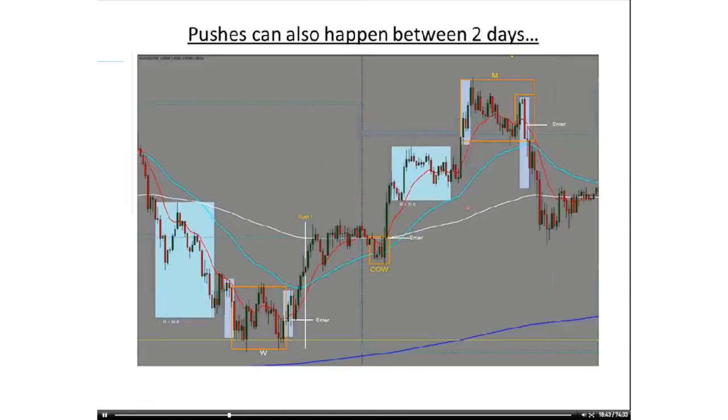Pushes can also happen between 2 days. This is one of Oslim's favorite things to do. She'll see the W and she starts counting it. Remember, it has to take out 1, 2, 3. Gotta take out 2. It took out 2. This is my push 1.